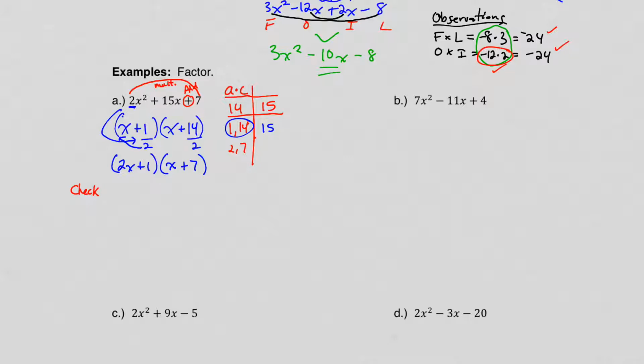So let me prove to you that this works. If we check it, and we do 2x times x is 2x squared, 2x times 7 is 14x, 1 times x is x, and 1 times 7 is 7. This is 15x right here. And it checks. Okay?